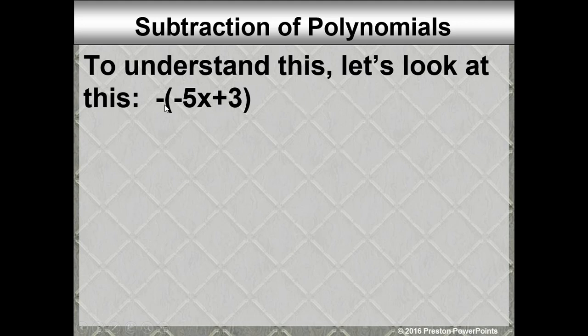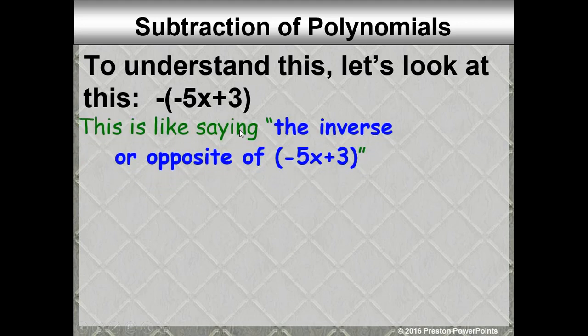To understand this, let's look at just this statement here. We've got the negative, or the opposite, of this. So that's what that's saying. It's like saying the opposite of that. So when we do that, that's what you get. It's basically like saying a negative times a negative is a positive, and a negative times a negative. So that makes that a positive 5x, and that makes that a negative 3, and then you can just change it to that.